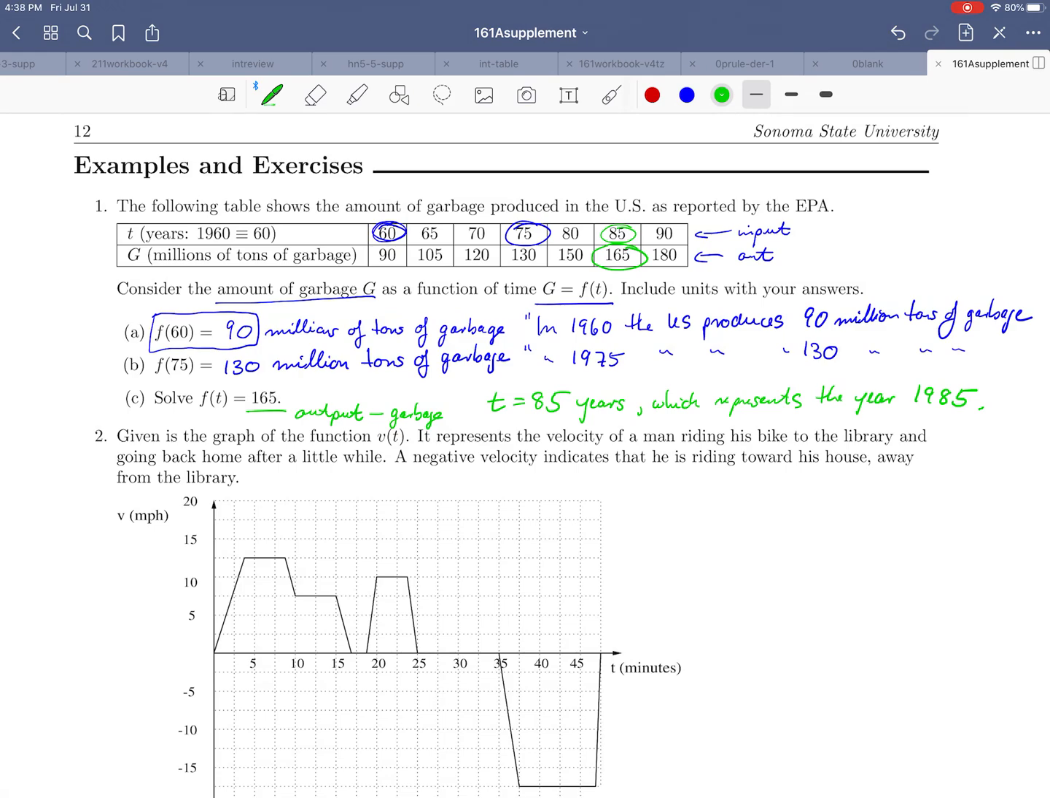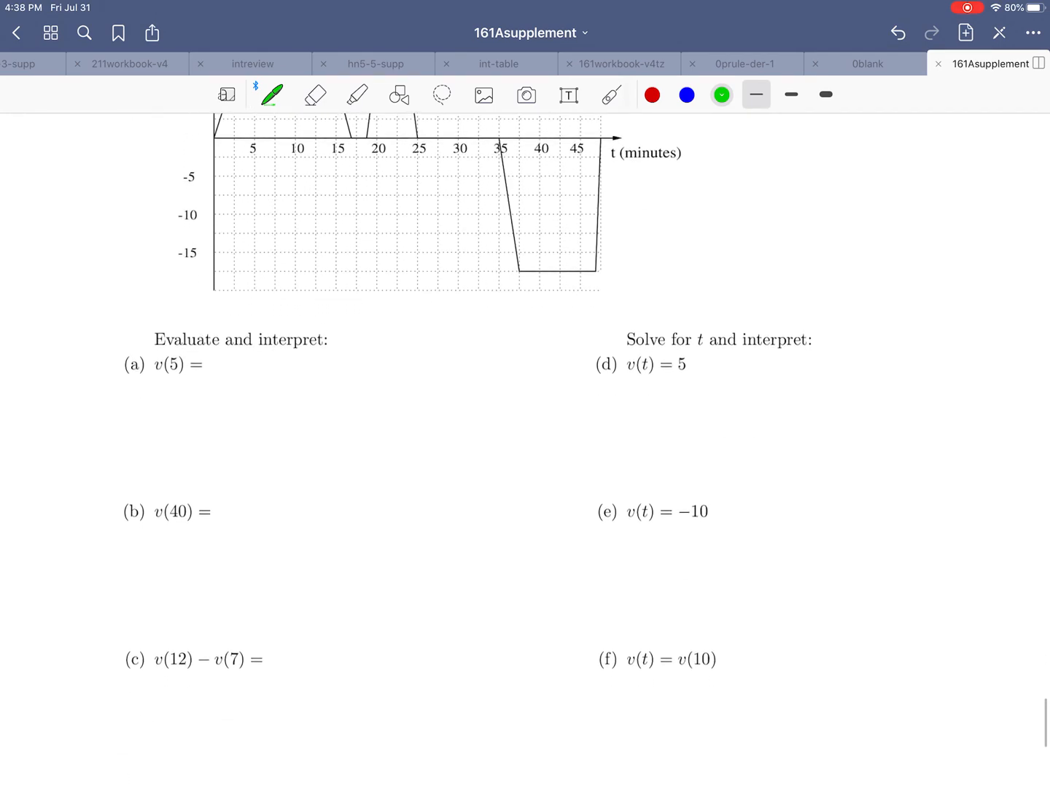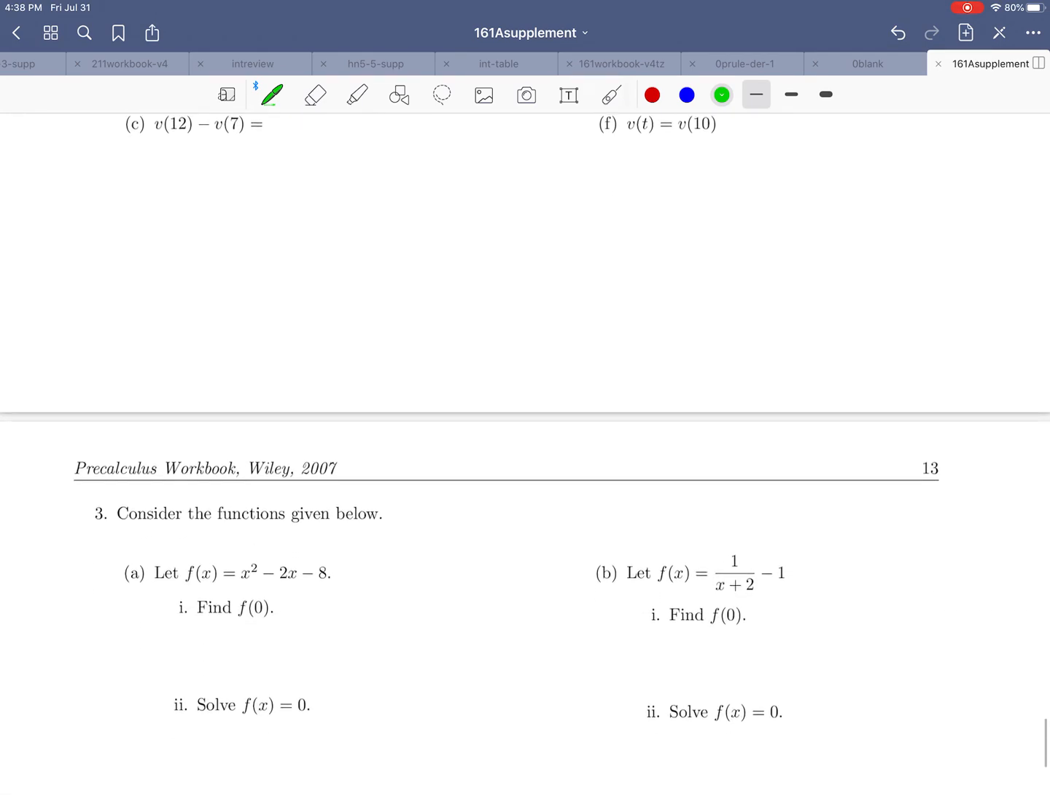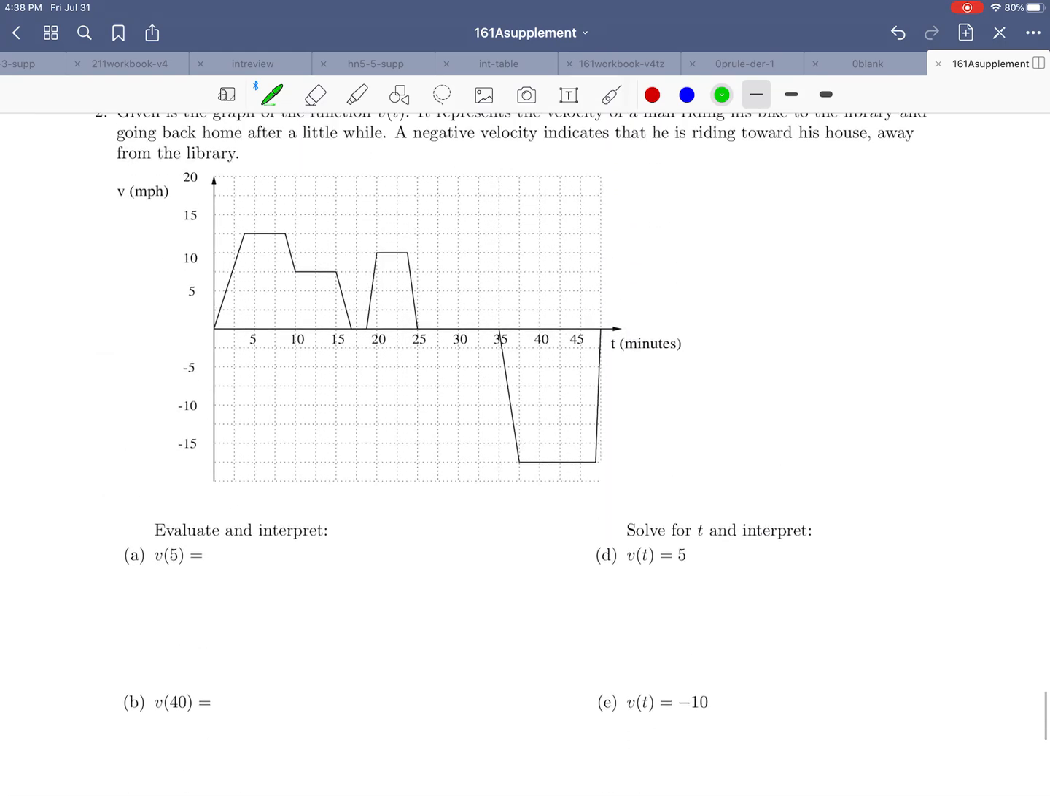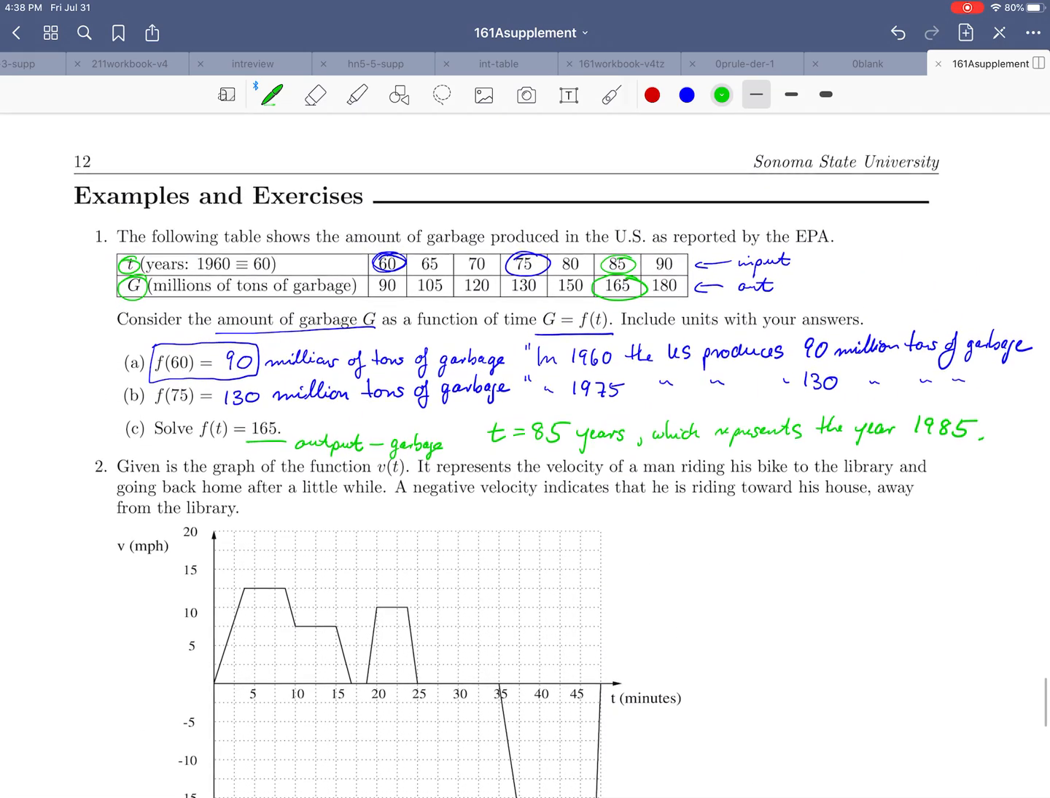So function notation, again, is a very compact way to talk about the relationship between two variables. And in our case, our two variables are years since 1900, and the garbage that the US produced in those particular years. If you like, you can go through and do the rest of the exercises just to get a little bit more experience using input and output of functions. And the solutions are in the handout that's linked.